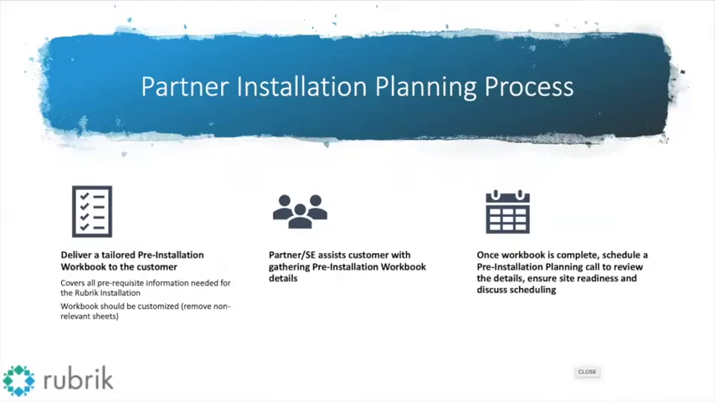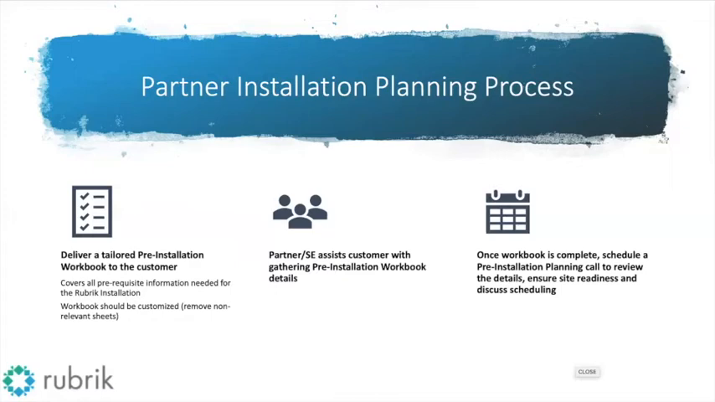Now I'd like to take a minute to focus on the process for partner-led installations. Very similar to Rubrik-led installations, first, the partner should deliver a tailored pre-installation workbook to the customer. This workbook covers all the prerequisite information needed for the Rubrik installation. We will take a look at the pre-installation workbook at the end of the call to go into more detail, but at a high level, the workbook should be customized, meaning all non-relevant sheets should be removed, and the first page should be populated, as it contains all internal project information.